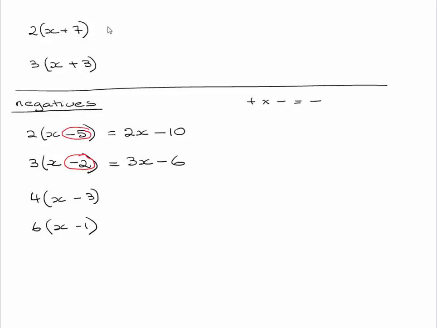Here are the answers to our examples from before. So 2 times x plus 7 is 2x plus 14, and 3 times x plus 3 is 3x plus 9. 4 times x minus 3 is 4x minus 12, and 6 times x minus 1 is 6x minus 6.